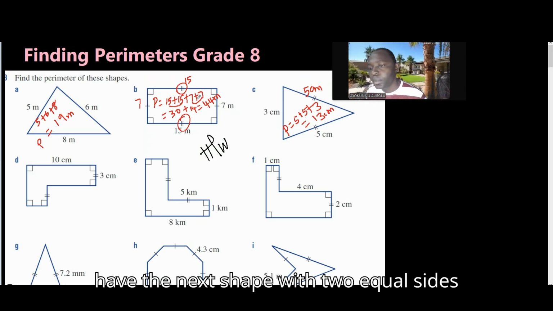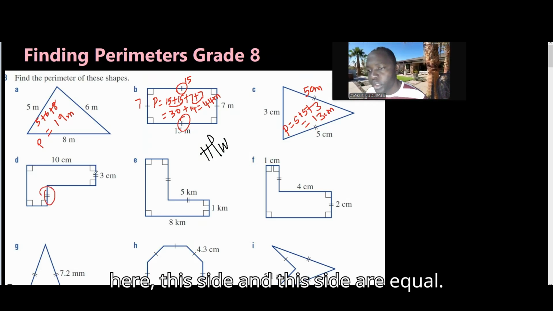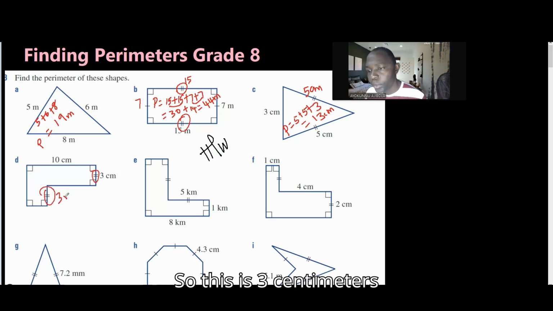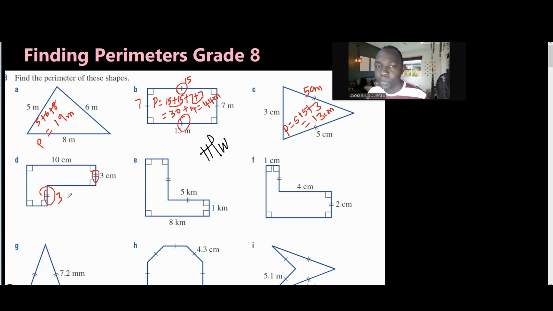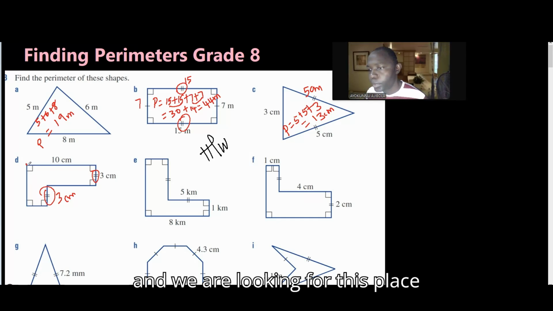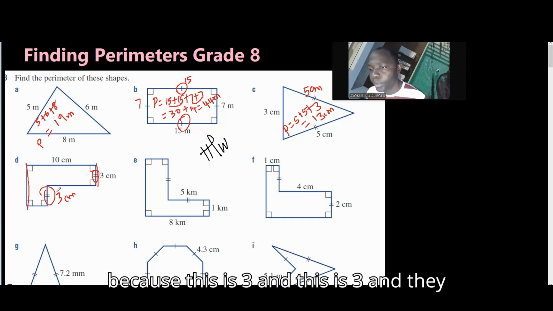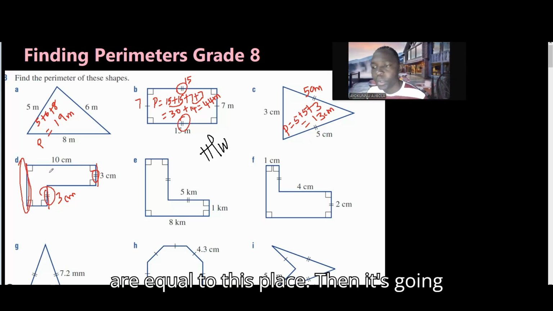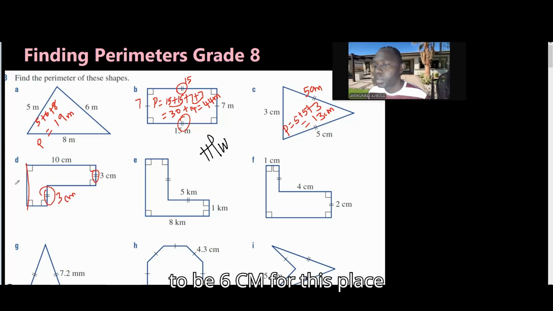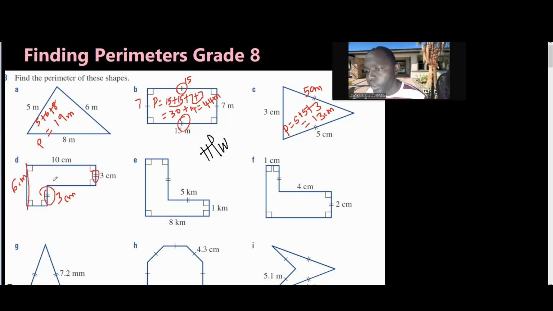We have the next shape with two equal sides here. This side and this side are equal, so this is 3 centimeters. And we are looking for this place because this is 3 and this is 3 and they're equal to this place. Then it's going to be 6 cm for this place.